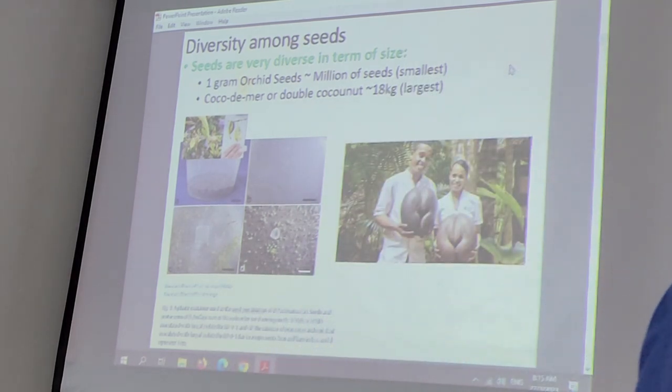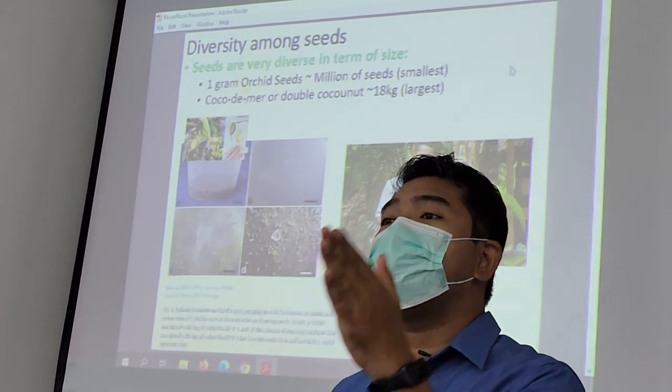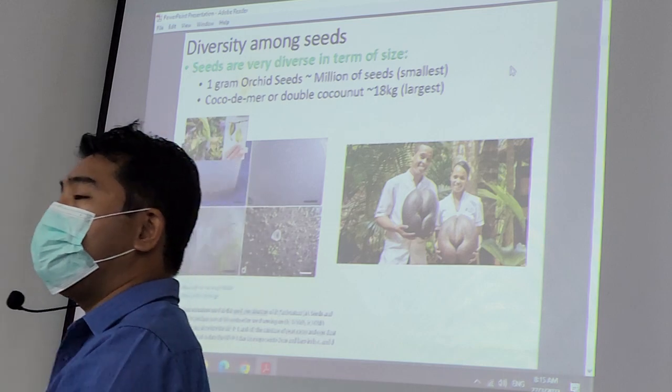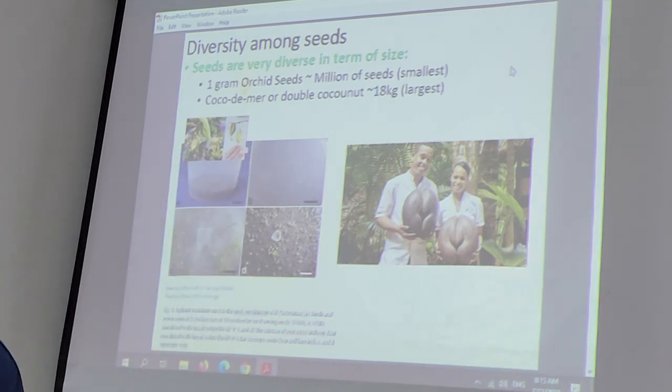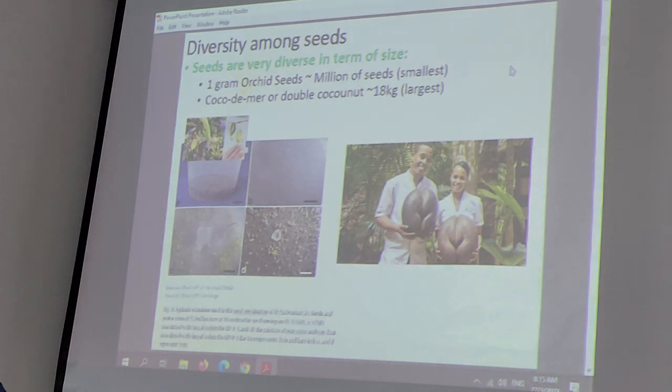The obvious disadvantage of this is that when orchid seeds want to germinate, they must have a symbiotic fungus associated with them. Meaning that if you have an orchid seed and you put it on a damp cloth, it's not going to germinate. Nothing will happen.